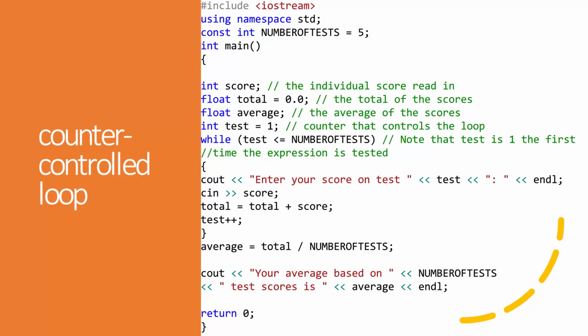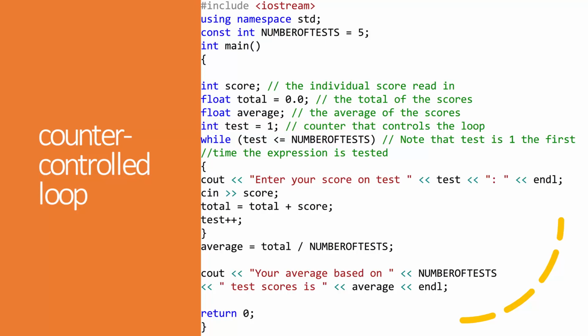The code starts by defining a constant number of tests with a value of 5. It then defines variables to store the individual test score, the total score, and the average score. A test variable is also defined to control the loop.